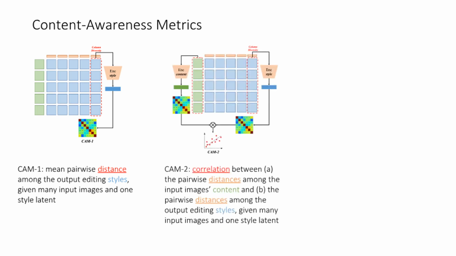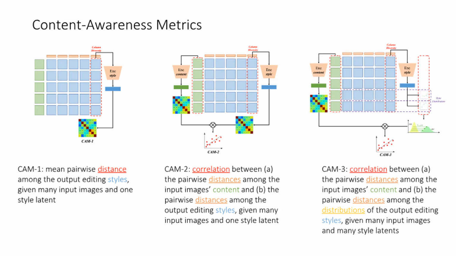To account for input image content, CAM2 calculates the correlation between pairwise distances among the input image's content and pairwise distances among output editing styles. Expanding to involve more random style latents for robust results, CAM3 further computes the correlation between pairwise distances among input images content and pairwise distances among distributions of output editing styles, considering multiple input images and multiple style latents.